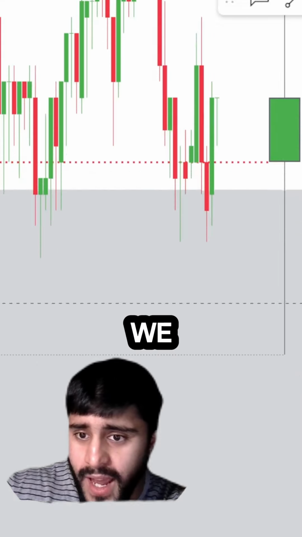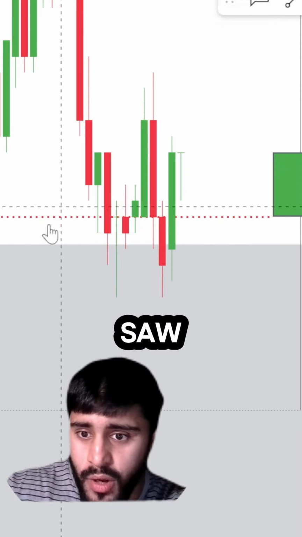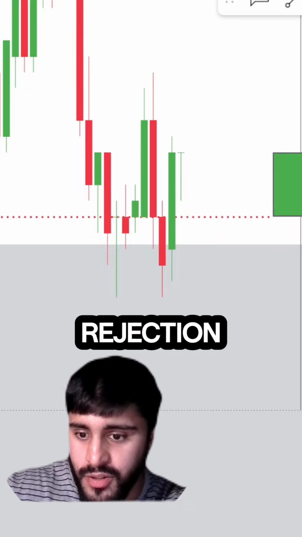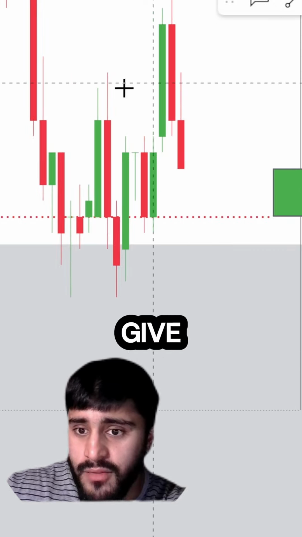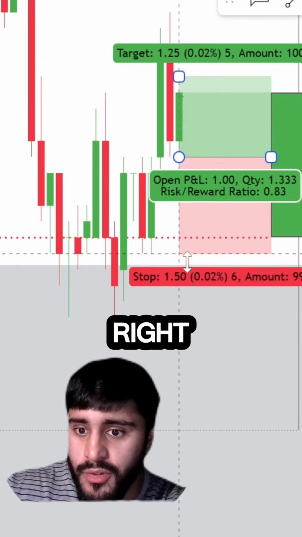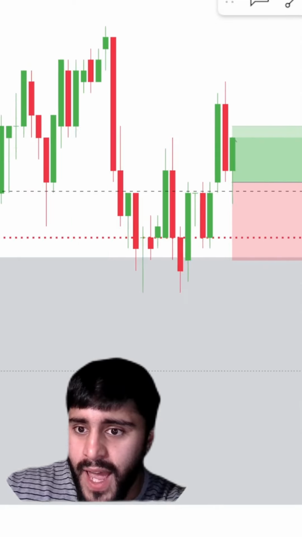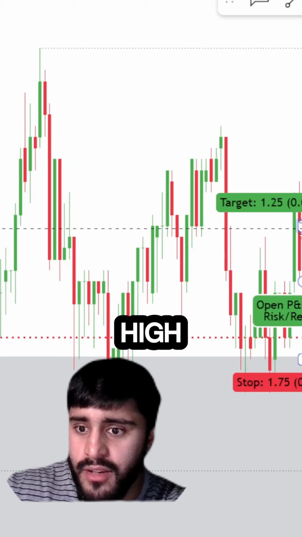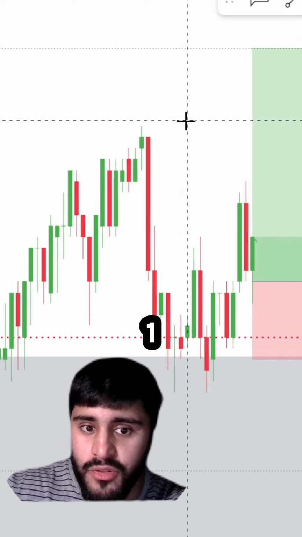So from here, we had some interesting price action where we saw a wick rejection and we saw another body rejection over here, right? And then we had price give us a fair value gap over here in this region. So this was my entry long over here, right? With the stop loss just below these wicks. And we're looking to target at first the high from the session so far. That's a 1 to 3R trade.